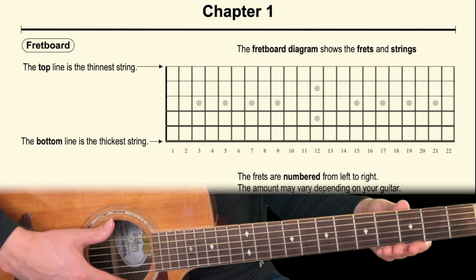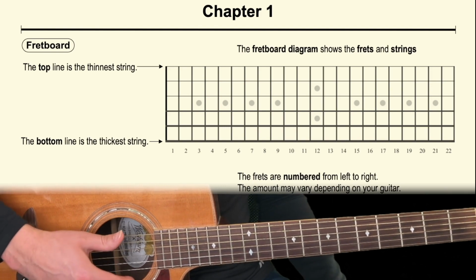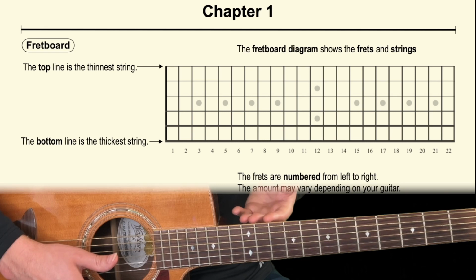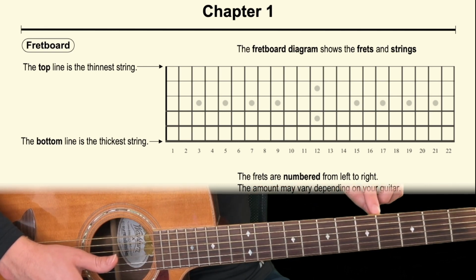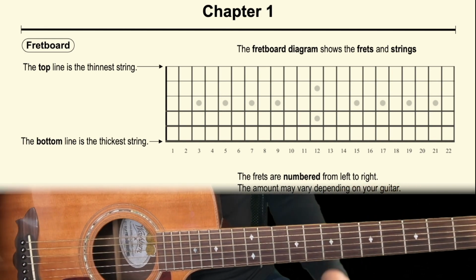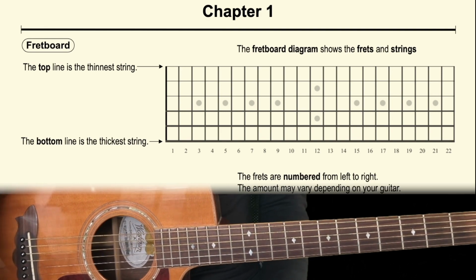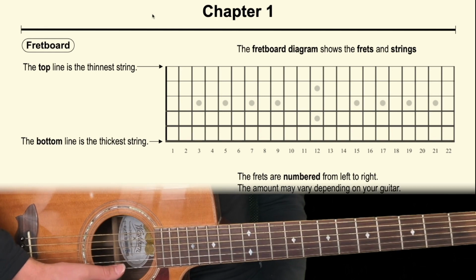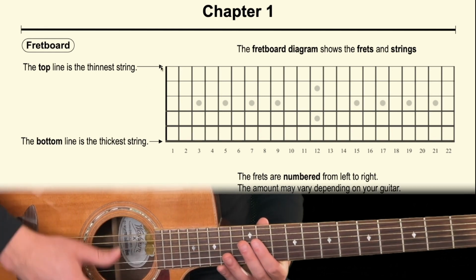I'll be playing an acoustic guitar, but this course is meant for electric or acoustic guitar players. We're going to start things off with the fretboard. This is the fretboard. It consists of frets, which are the spaces between these wires or fret wires. And we're going to look at the fretboard diagram, which shows the frets and the strings. The top line here represents the thinnest string, which is here, and the bottom line is the thickest string.